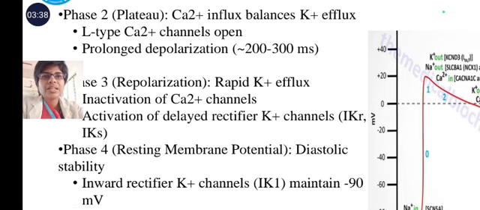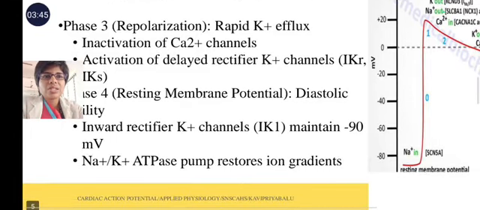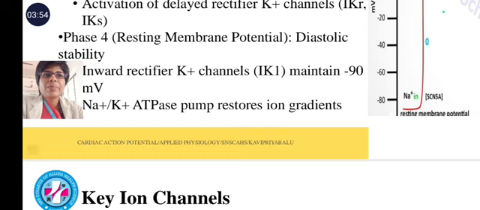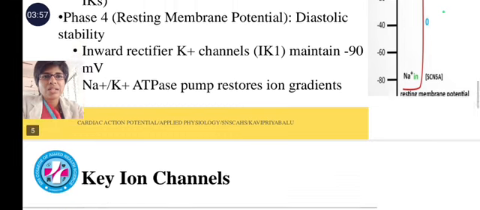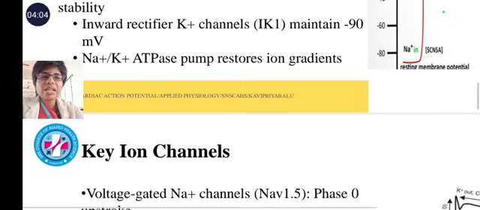L type calcium channels are opened and they prolong the depolarization, up to 200 to 300 milliseconds. Phase 3 is repolarization, with rapid efflux of potassium ions, that is inactivation of calcium channels and activation of delayed rectifier potassium channels, and there a resting phase also happens. Phase 4, the resting membrane potential, gives stability in diastole, that is inward rectifier potassium channels, and it maintains about minus 90 millivolt. Now sodium and potassium channels restore the ions inside the cells.